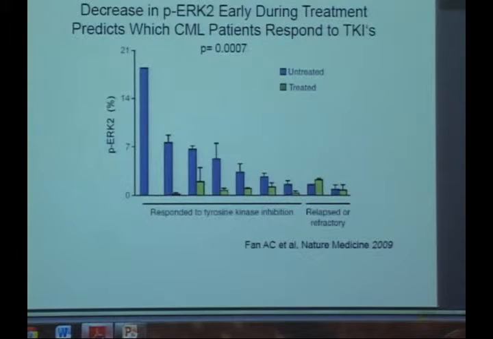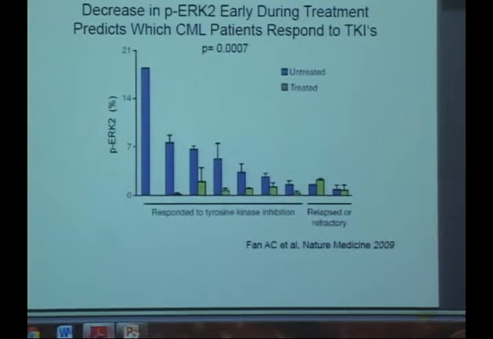The blue looks like it ranges anywhere from 0 to 21% phosphorylation. But what all the patients had in common that responded to the treatment is they were able to inactivate the pathway. You can see a significant difference between the blue and green for each patient. The patients that were relapsed or refractory had lower levels to begin with, but they weren't able to inactivate the pathway any further.